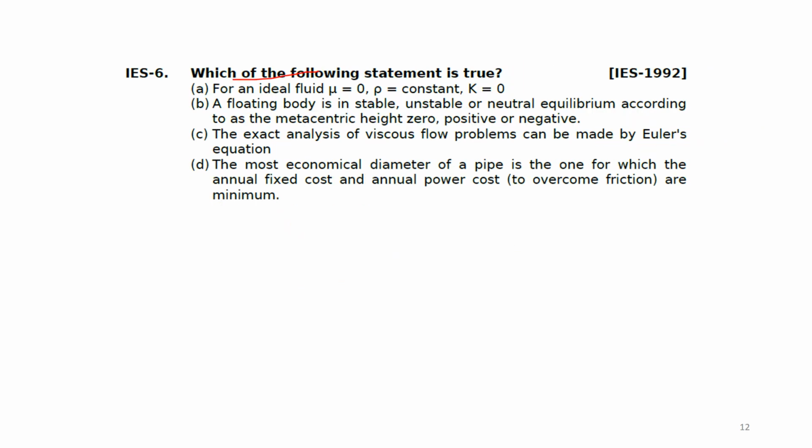Next question: which one of the following statements is true? For an ideal fluid, mu is equal to 0, rho is constant, k is equal to 0. A floating body is in stable, unstable or neutral equilibrium according as the metacentric height is 0, positive, negative. The exact analysis of viscous flow problems can be made by Euler's equation. The most economical diameter of the pipe is the one for which the annual fixed cost and the annual power cost to overcome friction are minimum.